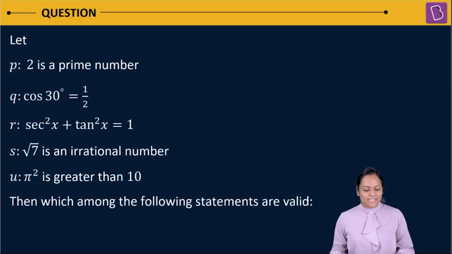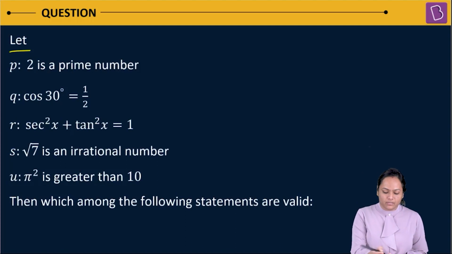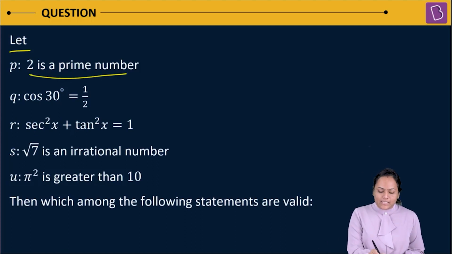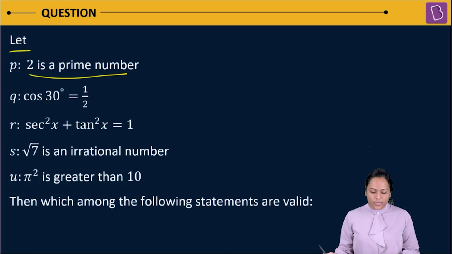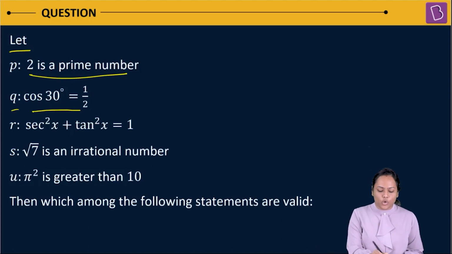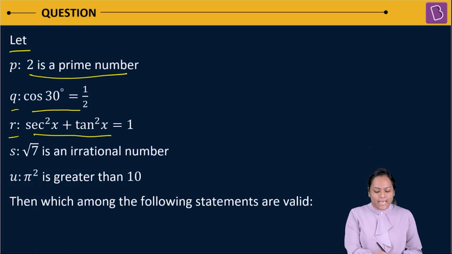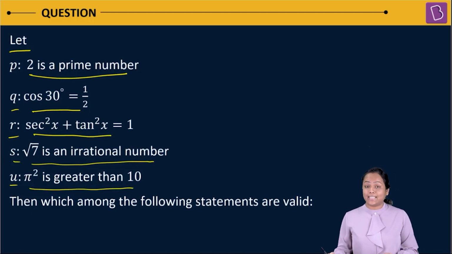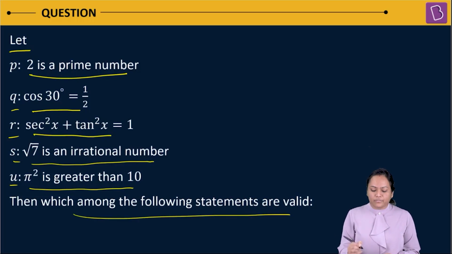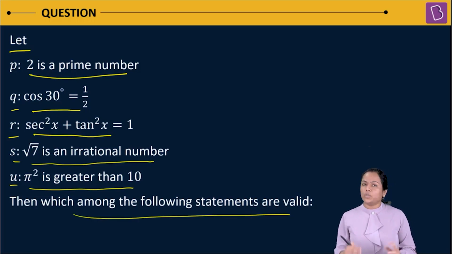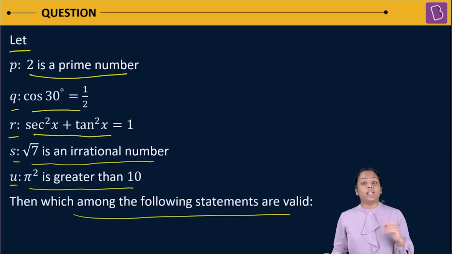Well, the question says let P be the statement saying 2 is a prime number, Q is the statement saying cos 30 degree is 1 by 2, R is saying sec square x plus tan square x is equal to 1, S is saying root 7 is an irrational number, and U is saying pi square is greater than 10. Which among the following statements are valid? What are valid statements whose truth value is true?